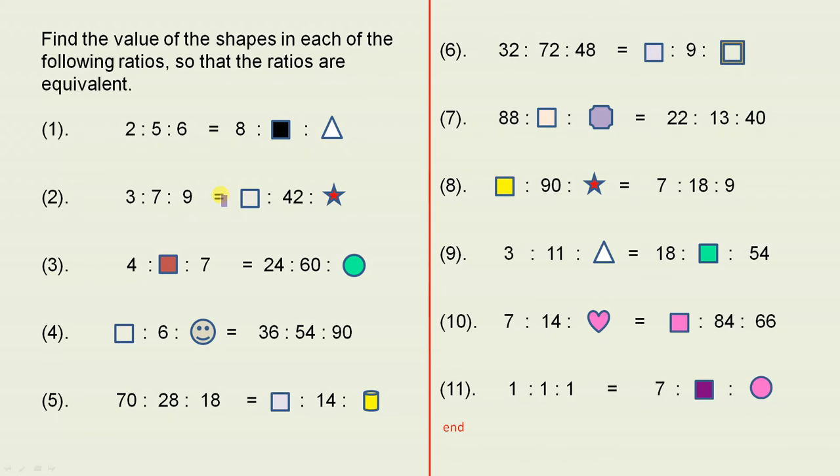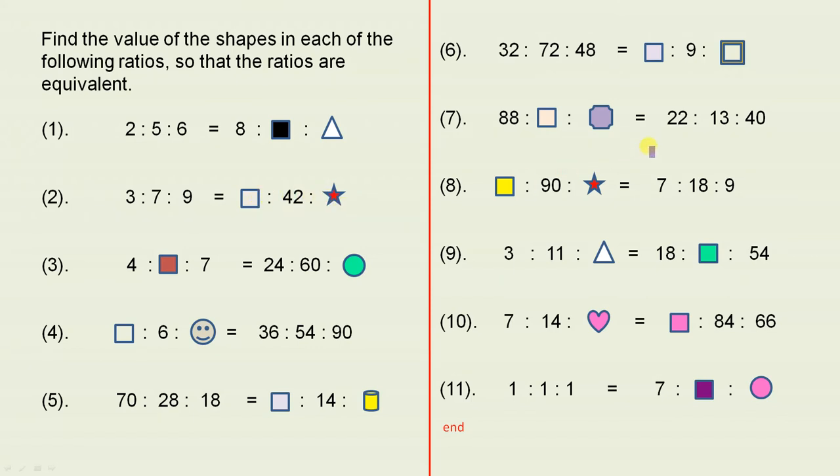Now, for example, let's go to this one. We have the 7 and the 42. They are both in the second position and they're both numbers. What do we do to the 7 to arrive at 42? Well, that's quite straightforward if you know your tables. And that will give us a clue how to find each of these shapes.